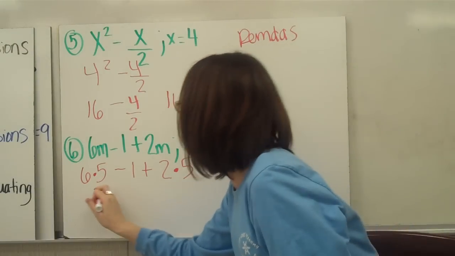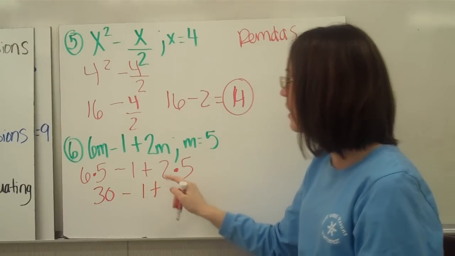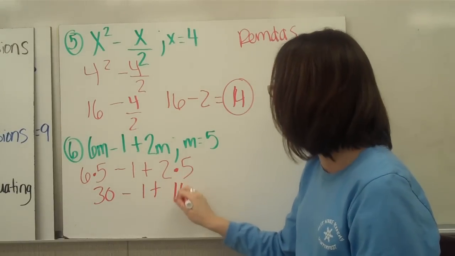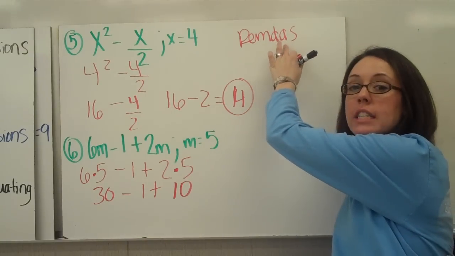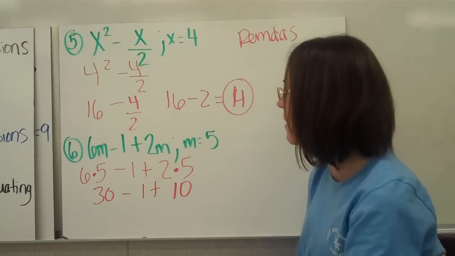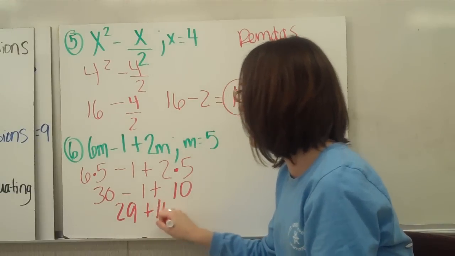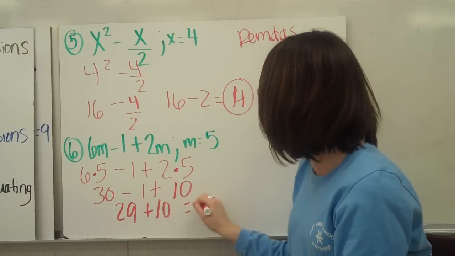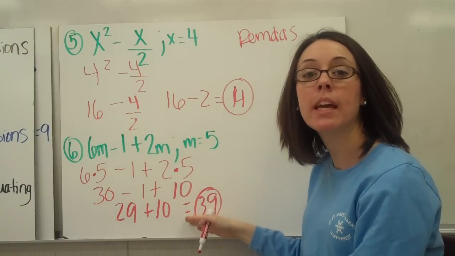6 times 5 is 30 minus 1 plus 2 times 5 is 10. Here I have subtraction and addition. Don't forget you do addition and subtraction from left to right. 30 minus 1 is 29, and 29 plus 10 is 39. We evaluated this expression to be 39.